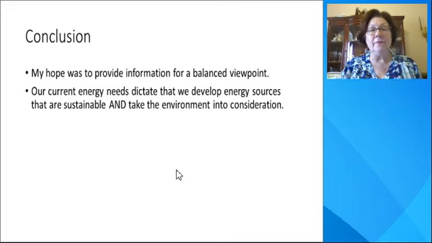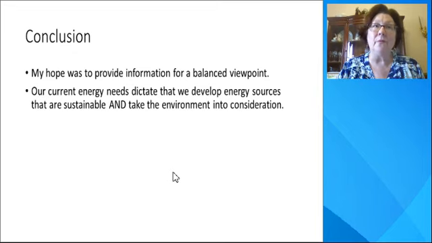In conclusion, I'm hoping to provide you with some food for thought, for a balanced viewpoint, because I think we'll see much more talk and much more activity and interest in the use of nuclear power. I would say this is a very cautious endeavor. The stakes are high, and what can happen when things go wrong can affect the world at large. Our current energy needs dictate that we develop energy sources that are sustainable and take the environment into consideration.